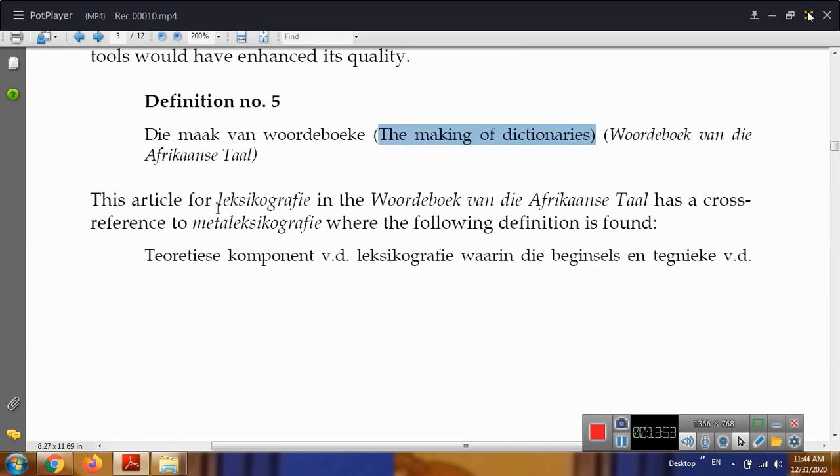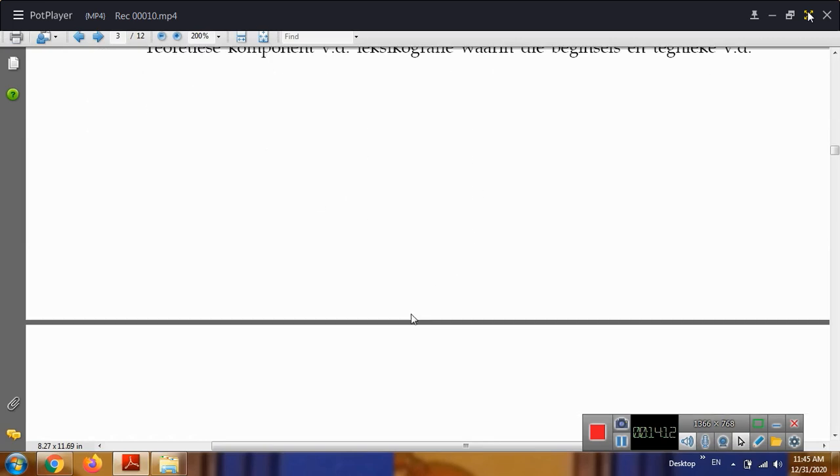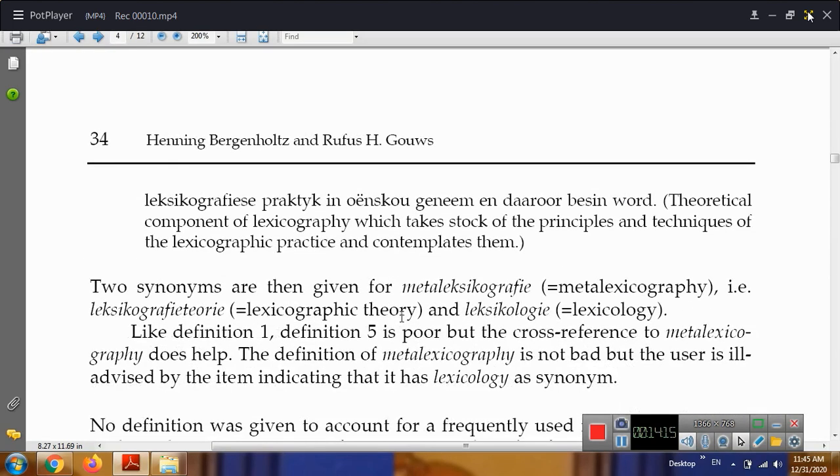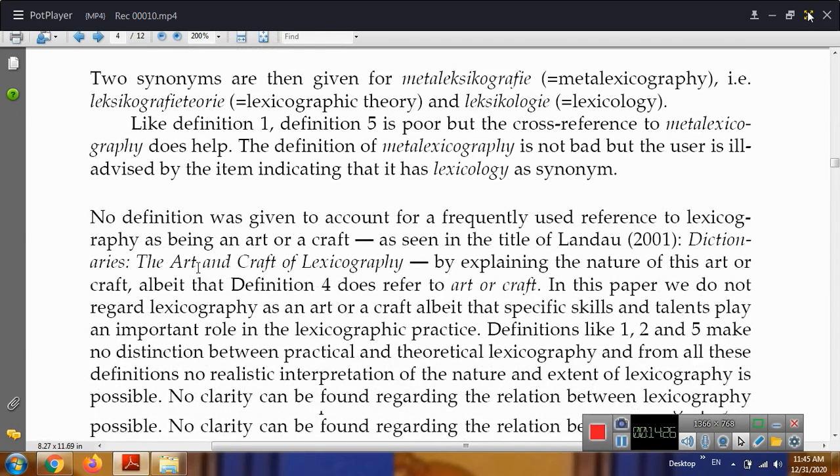This article for lexicography in the Woordeboek van die Afrikaanse Taal has a cross reference to meta-lexicography, where the following definition is found. Okay, here is another definition for lexicography, which is not important.